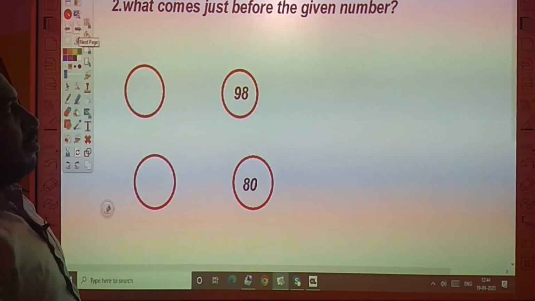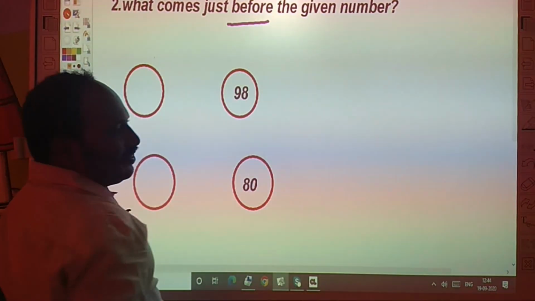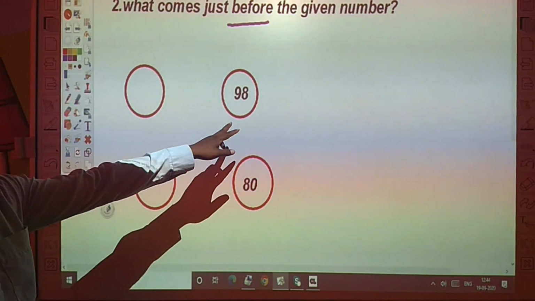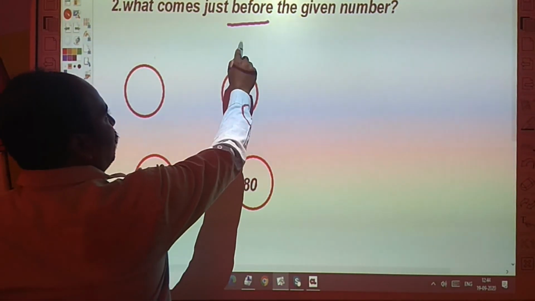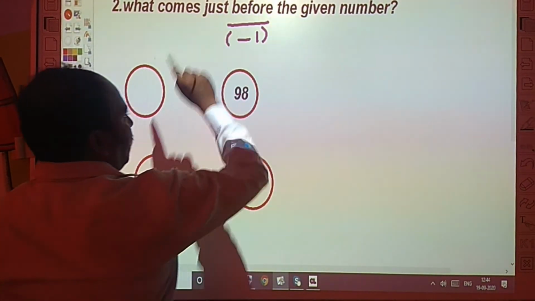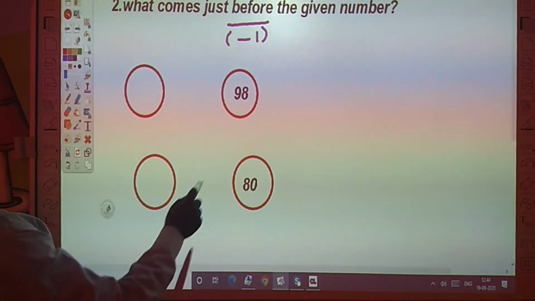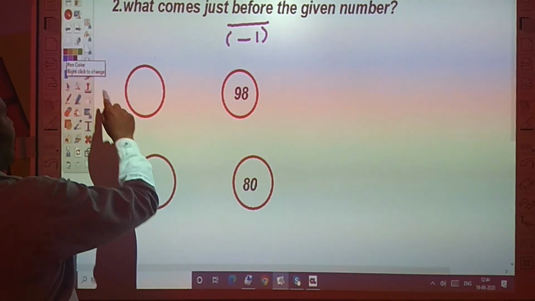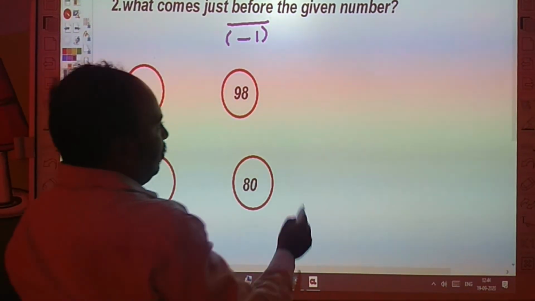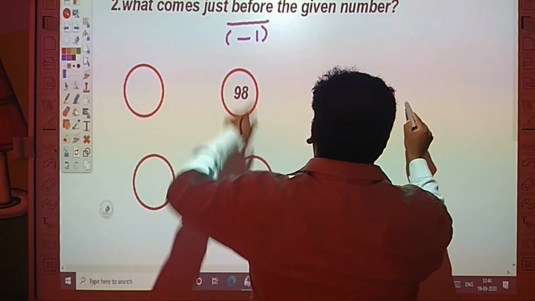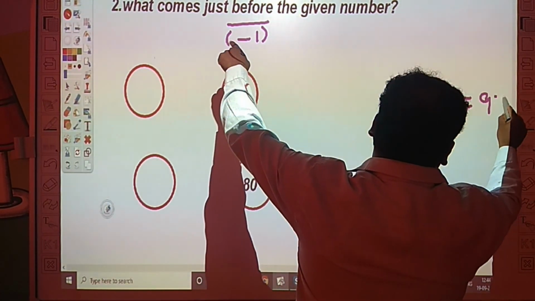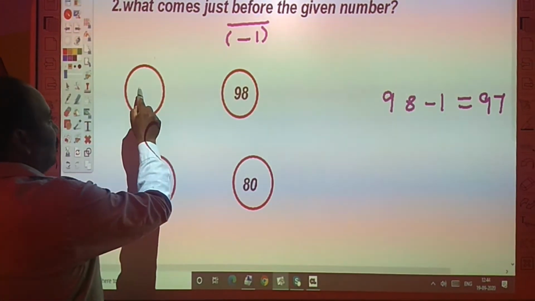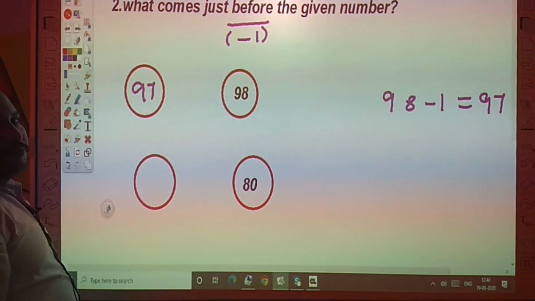The next one. What comes just before? Before means front side. The given number is 98. Before means minus 1. 98 minus 1 is equal to 97.